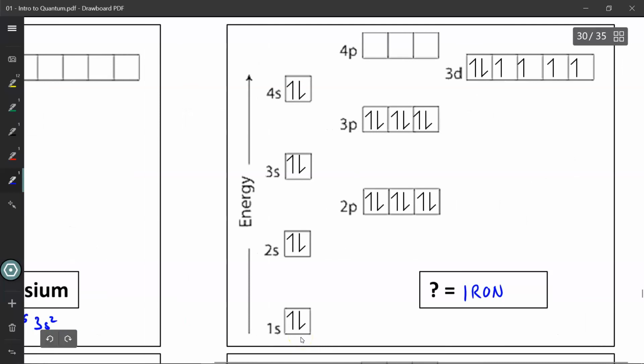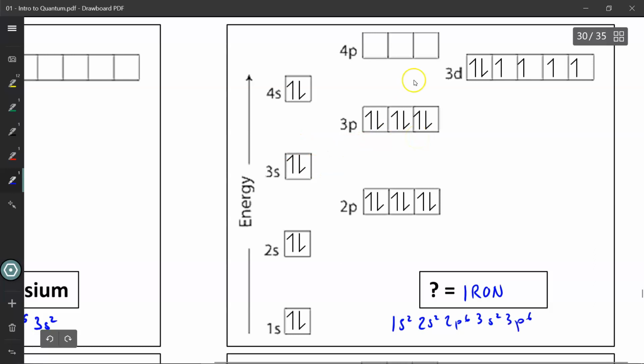Let's try iron. Press pause, and when you're ready, press play, and let's see what the answer looks like. Alrighty, so let's start. It's going to be a 1s2 because there's 2 electrons, followed by a 2s2. That's followed by 2p6. Then a 3s2.